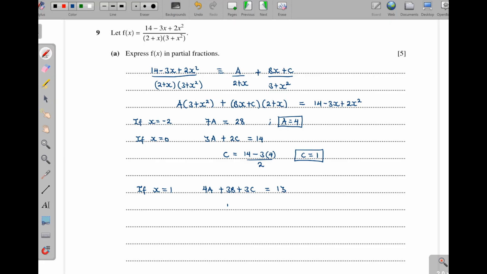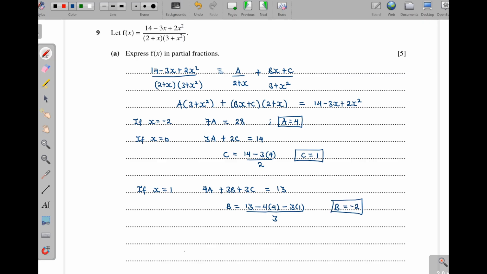Making b the subject of the formula, our b is going to be equal to 13 minus 4a, so 4 times our a, which is 4, then minus 3c, and c is 1 here. Then we divide by 3 here. Now this is 13 minus 16. Isn't that negative 3? So we get minus 3. Then minus this 3 here, that will be minus 6. Then minus 6 divided by 3, that will be minus 2. So that means b will be equal to negative 2.